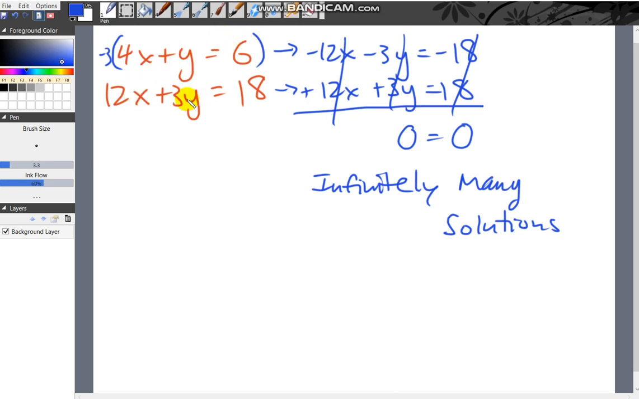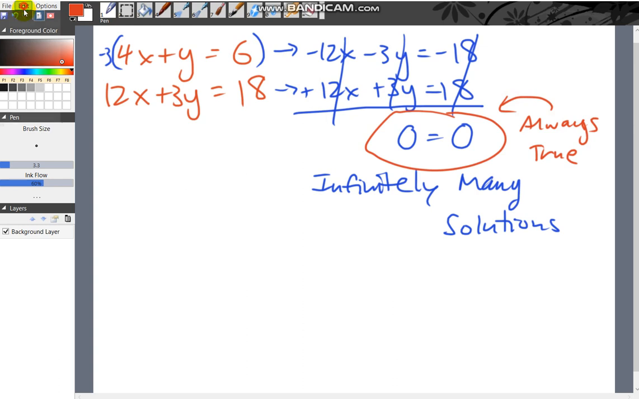If we try plugging 1 and 2 into here, 12 times 1 is 12, plus 3 times 2 is 6, so 12 plus 6 is 18, and that should work as well. So as long as it fits in the first equation, it should also fit in the second equation. And this would be an example where you'd have infinitely many solutions. And the reason why this happens is because this statement here, 0 equals 0, is always true. So whenever you get a true statement, that's where you're going to get infinitely many solutions.